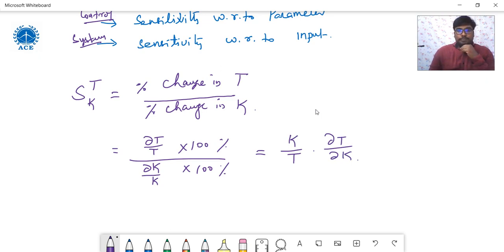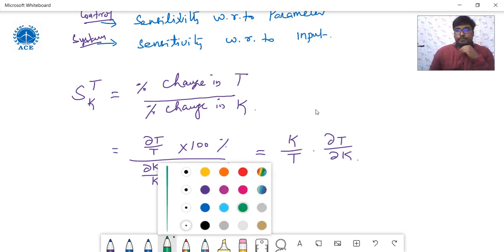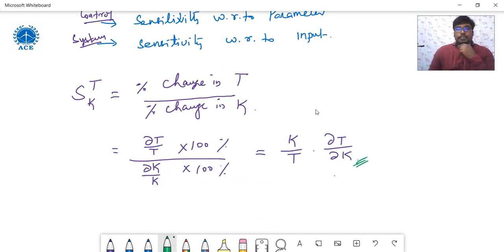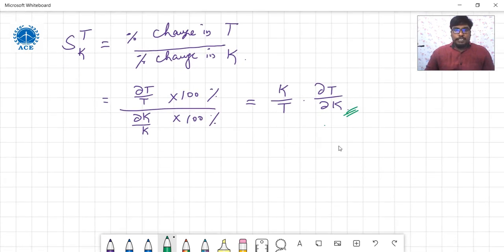So this is the sensitivity. Sensitivity is nothing but the percentage change in the overall gain divided by the percentage change in the parameters. Parameters here mean the feedback path or forward path, whatever elements are present in the system. That we need to consider. Okay, got my point? Right.